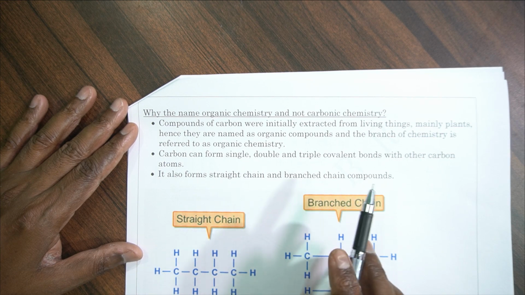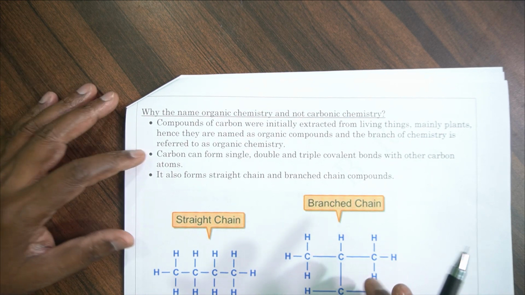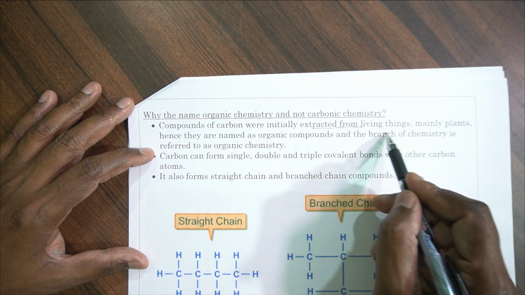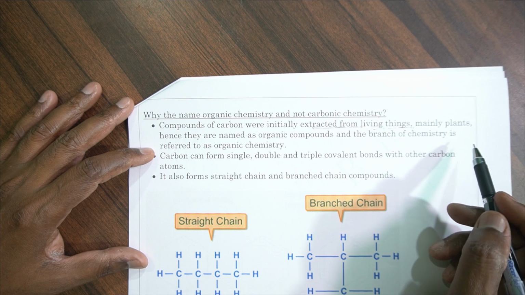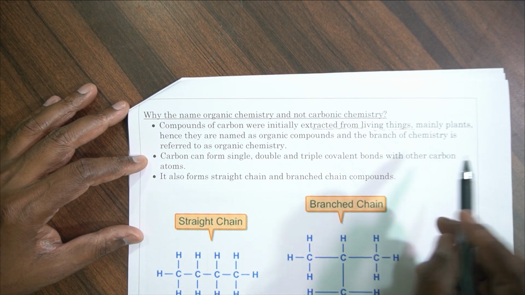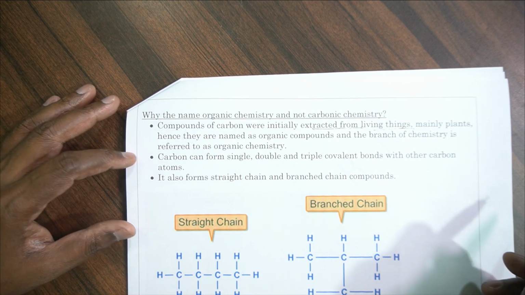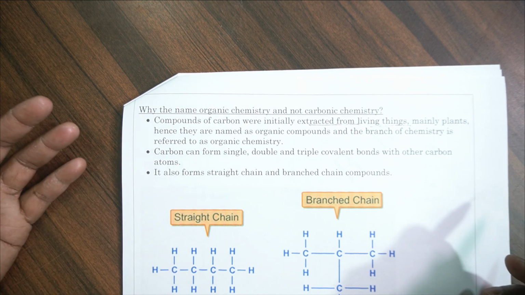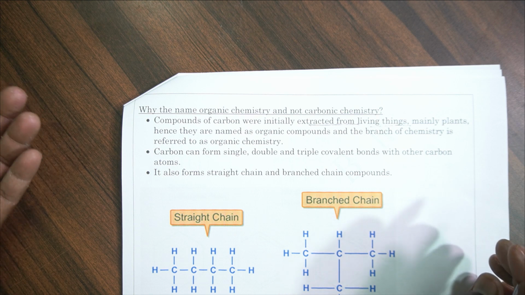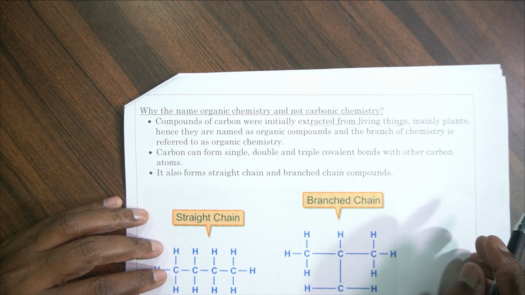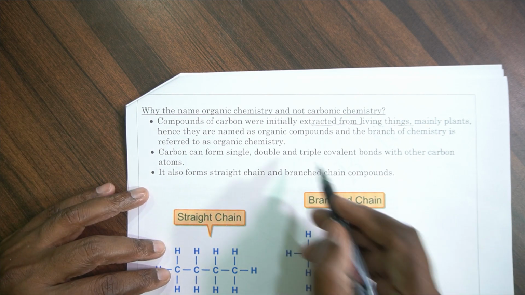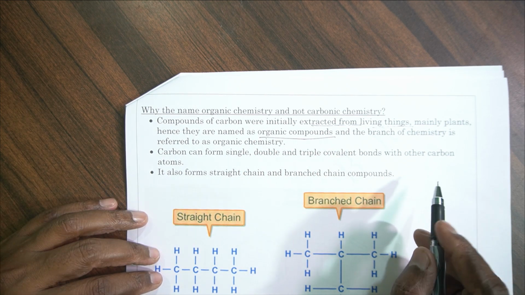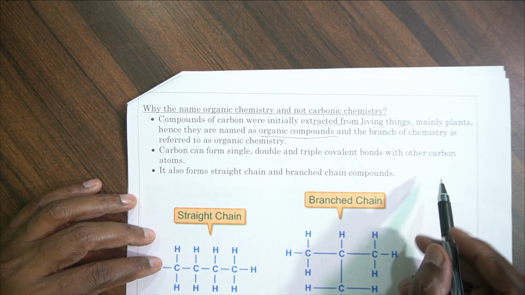The reason is it was actually a misconception. In the beginning, compounds of carbon were extracted from living things, from plants and even some products from animals. Since they were obtained from living things, the term organic was introduced. So these compounds extracted from living things were named organic compounds. And then the study of these organic compounds was referred to as organic chemistry.